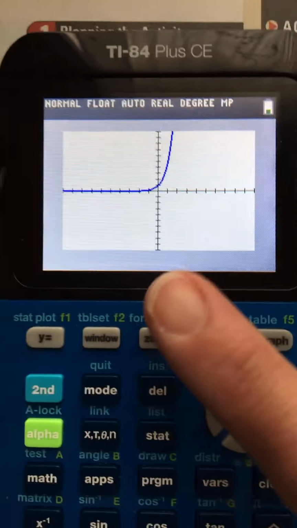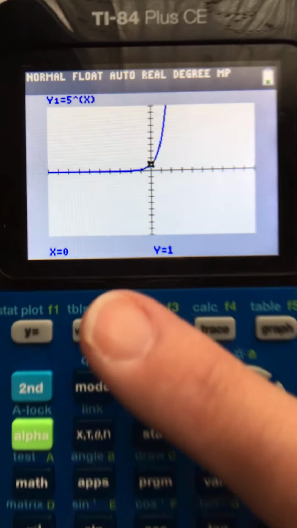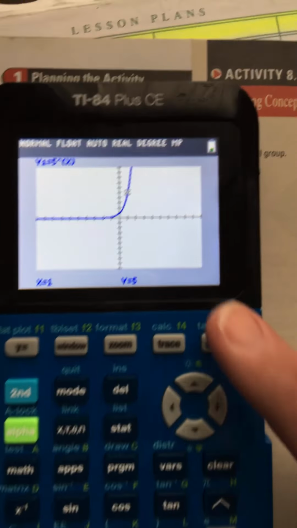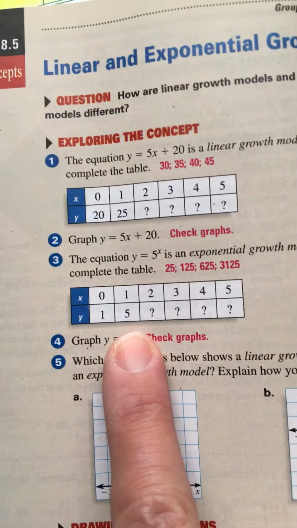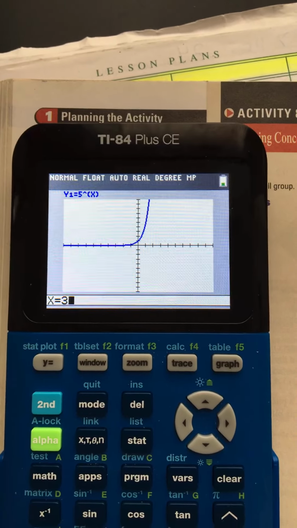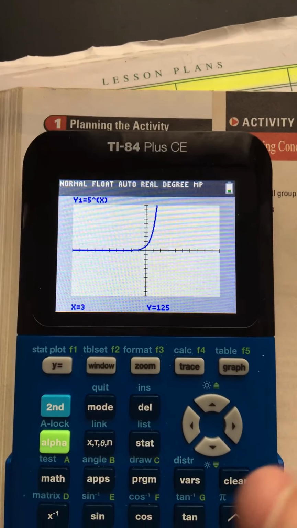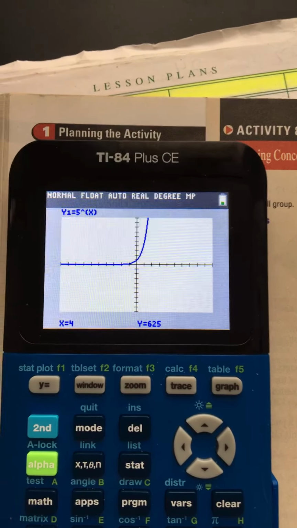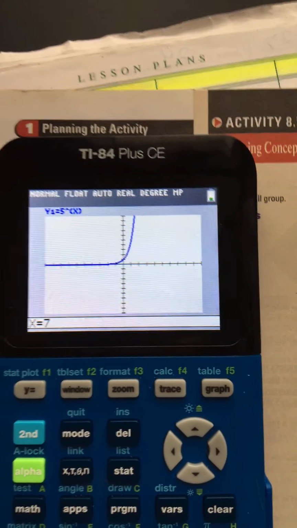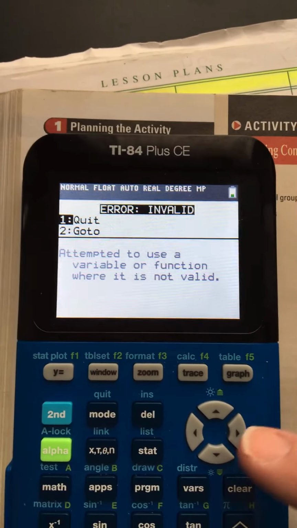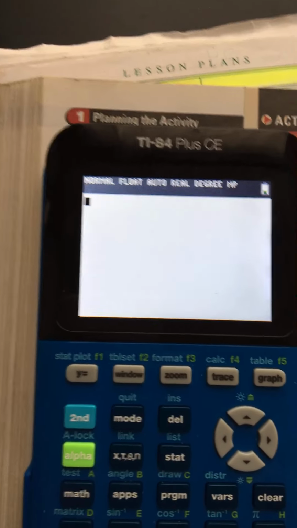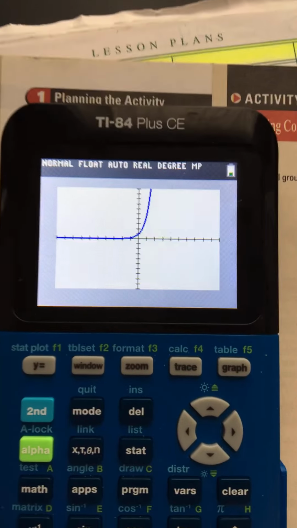Okay, so now we want to get our if-then chart again. So we go to trace. If x is 0, y is 1. We already knew that one. We also know that if x is 1, y is 5. They've already told us that one. We're supposed to figure out 2 is 25, 3 is 125, 4 is 625, and we're supposed to do 5. Okay, so that's how you do your trace.